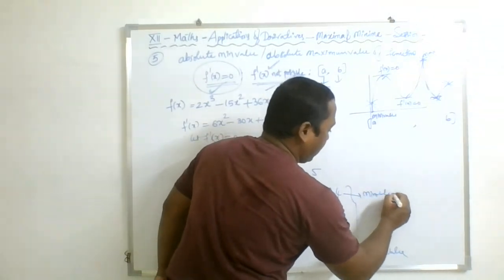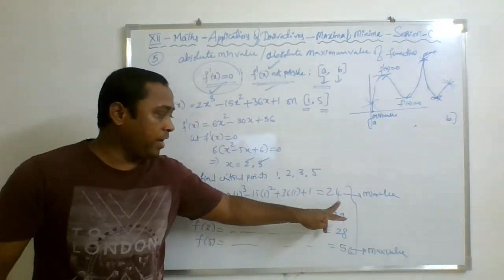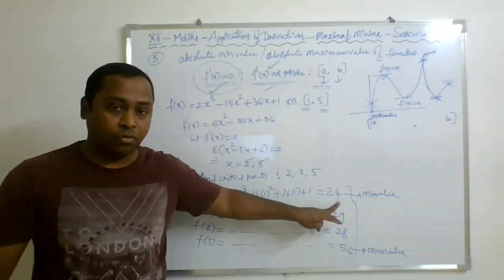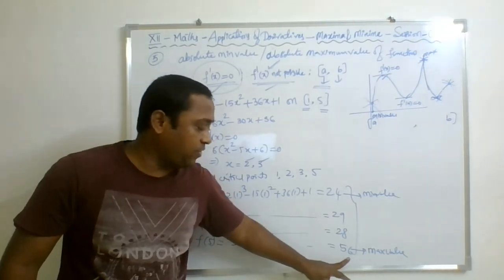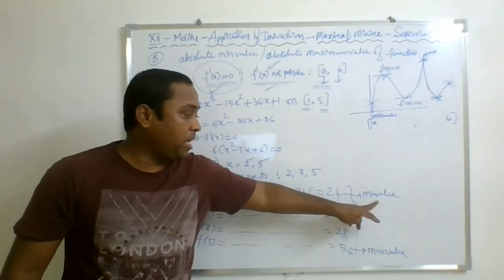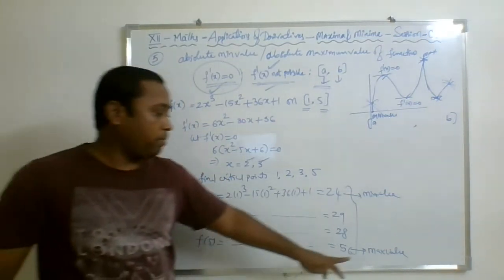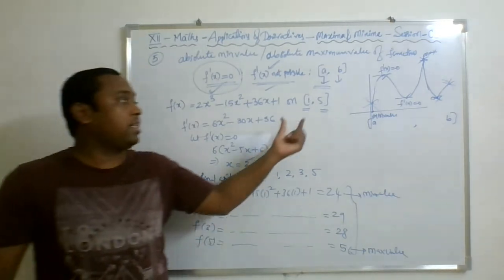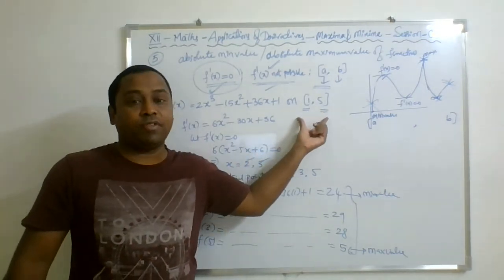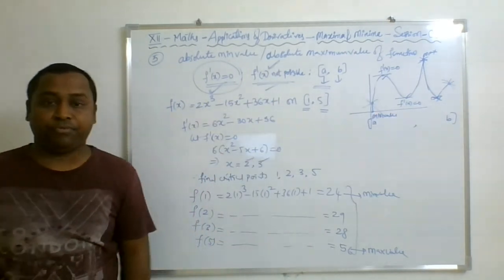So what will you say here? The absolute minimum value of the function is 24 and the maximum value of the function is 56. The minimum value of the function is attained at 1 and the maximum value is attained at 5. That is, at the end points of the graph, not at the turning points of the graph.